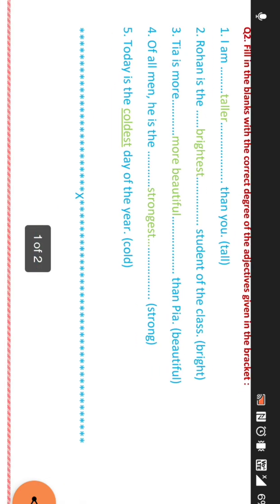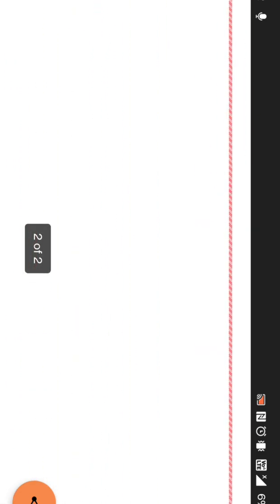Of all men, he is the strongest. So we are comparing this person with all of the men. That's why we use the superlative degree. He is the strongest. Today is the coldest day of the year. So we are comparing today with the rest of the days of this year. So we use the superlative degree again. Today is the coldest day of the year.